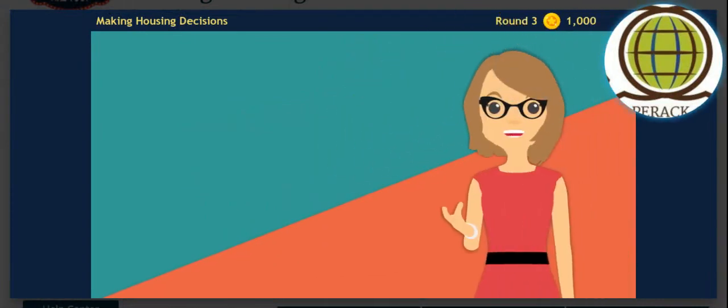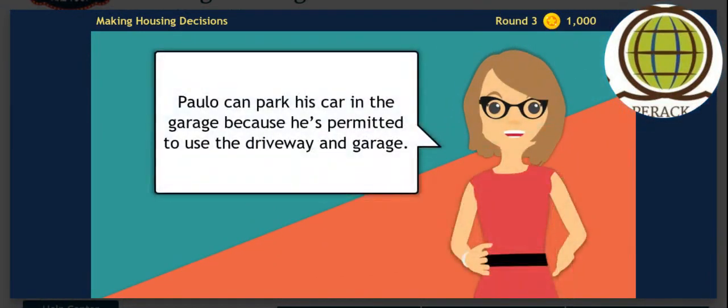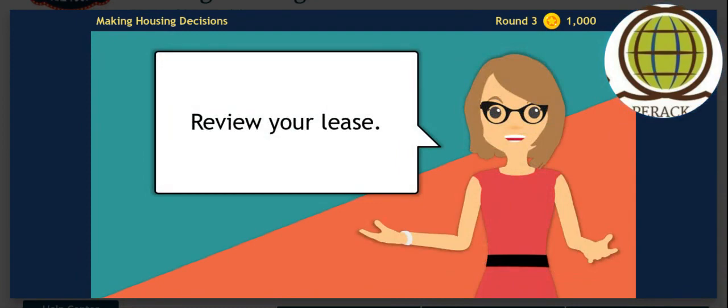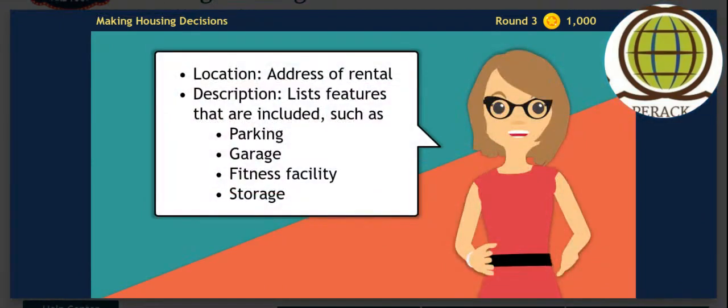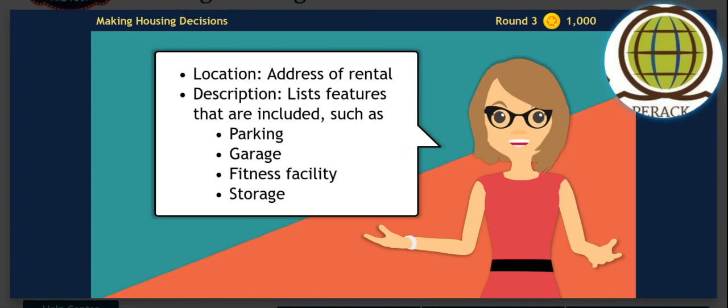That's correct. Paolo can park his car in the garage because he's permitted to use the driveway and garage. Review your lease to make sure it includes the location and description of the rental. The location is the address of the rental. The description should list the features that are included, such as parking, access to a garage, use of a fitness facility, or use of storage units.